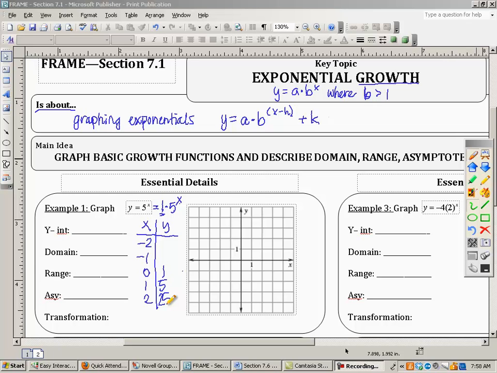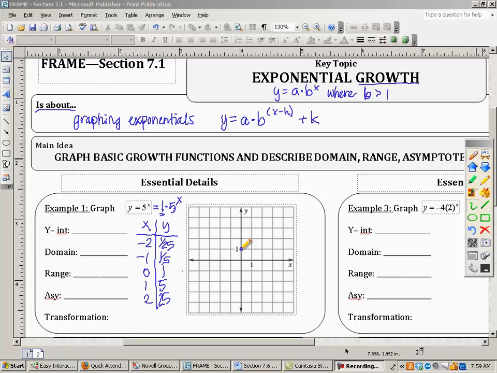Let's go back and talk about negatives. If you take a negative exponent, it's a reciprocal. So 5 to the negative first is 1/5. It's the reciprocal of 5 to the first. And 5 to the negative 2 is 1/25 because it's the reciprocal of 5 squared. Now what I'm going to do is graph these.